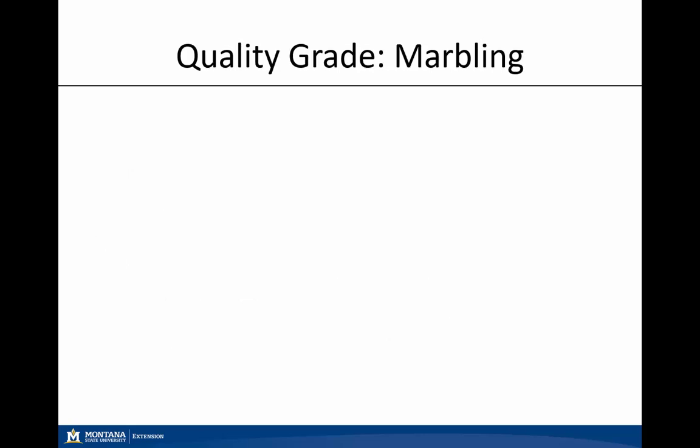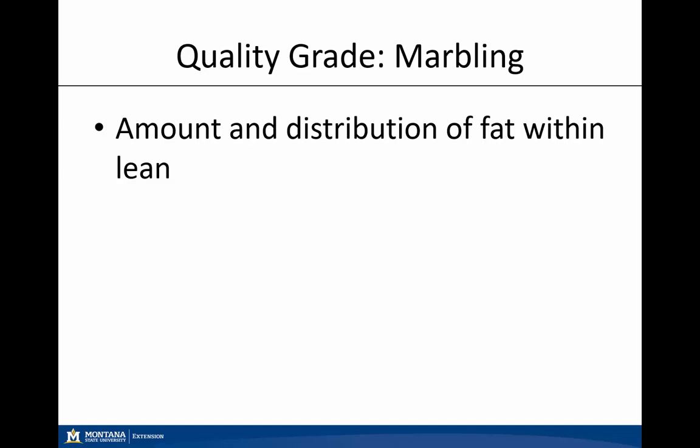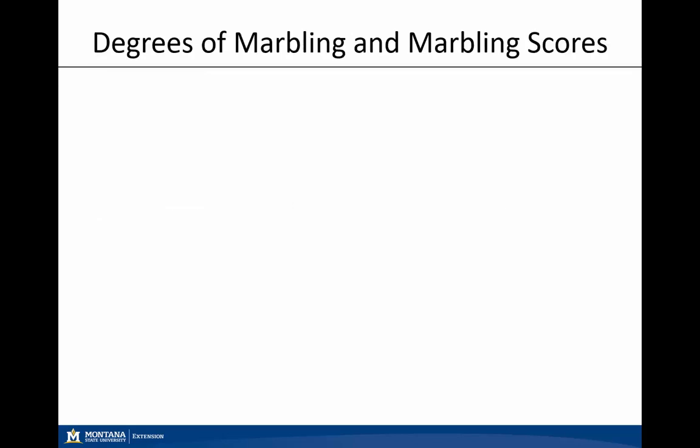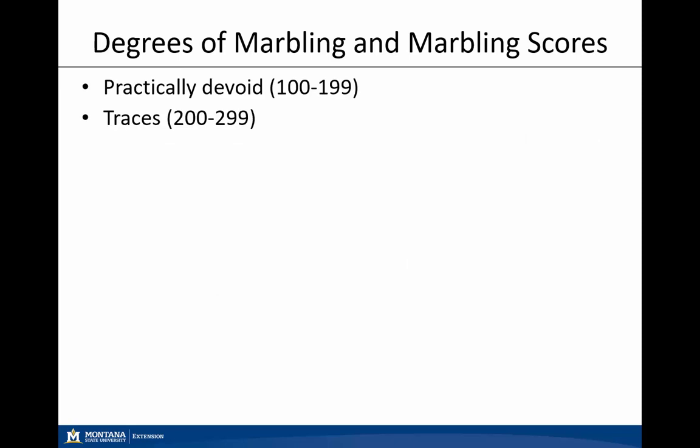We'll first start with quality grade and marbling. That is the amount and distribution of fat within the lean. It's estimated between the 12th and 13th ribs after cutting and allowing at least 30 minutes for what we consider a bloom time. So, degrees of marbling and marbling scores. There are several quality grades we can determine based on an A maturity animal, or those steers that are commonly being used for our steaks and things like that from the feedlot.